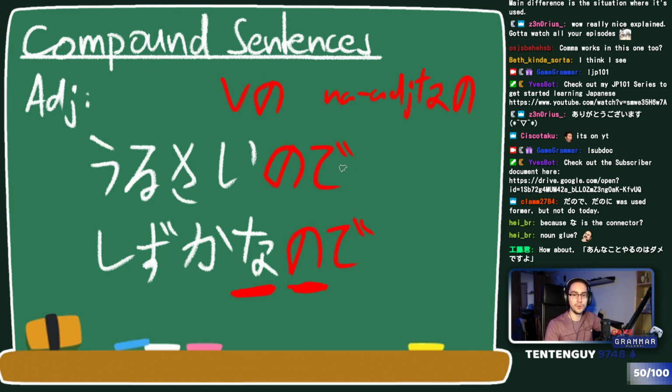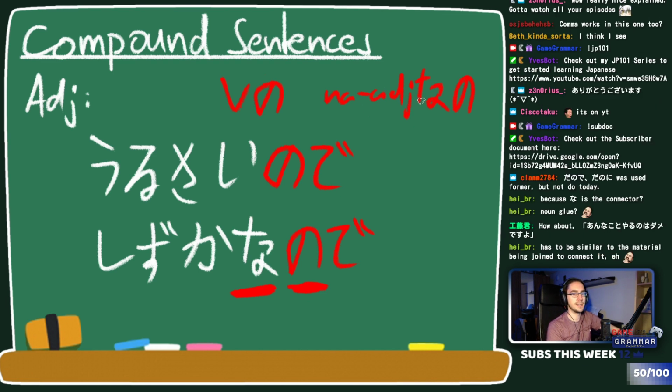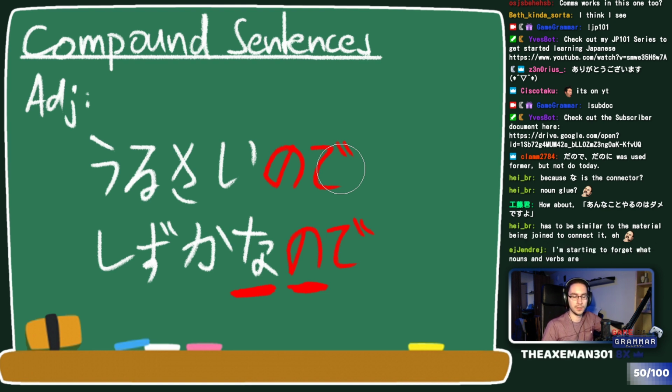How about あんなことやるのはダメですよ? So here you have no used to nominalize a clause. We shouldn't really go too deep into that yet. Nominalization is something that I want to talk about in detail when we get to it. But in this case, you can see no is added after the verb, kind of like you could a noun, right? Something like that. I'm starting to forget what nouns and verbs are.